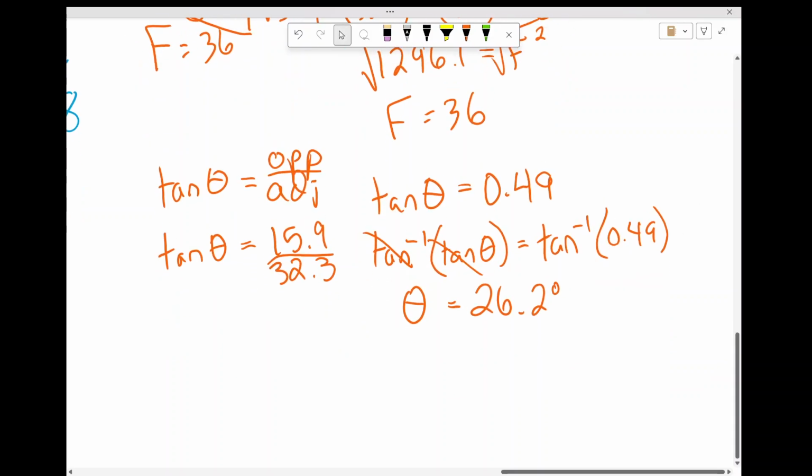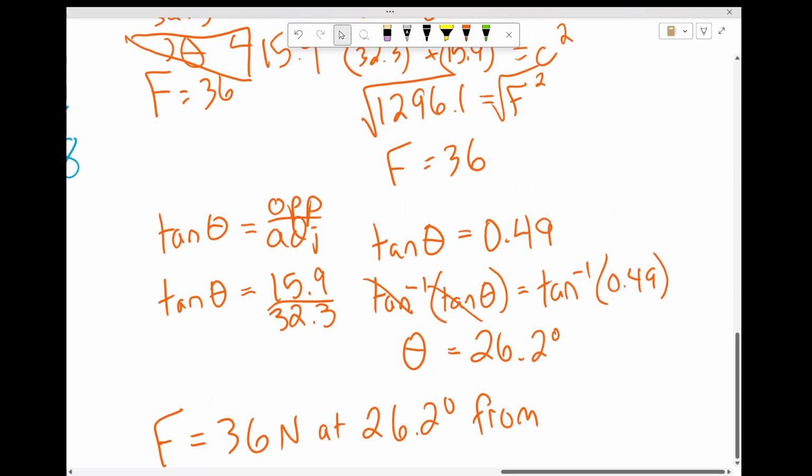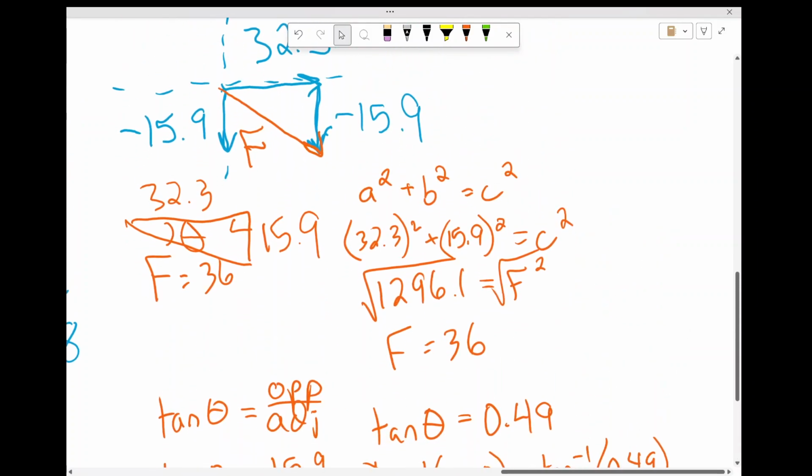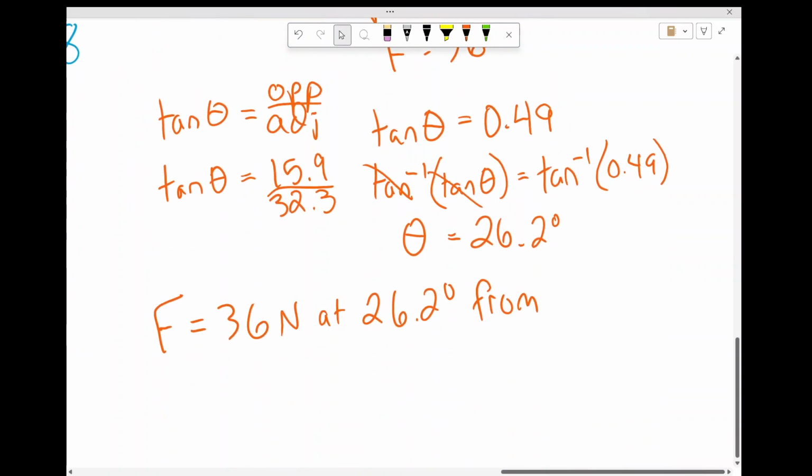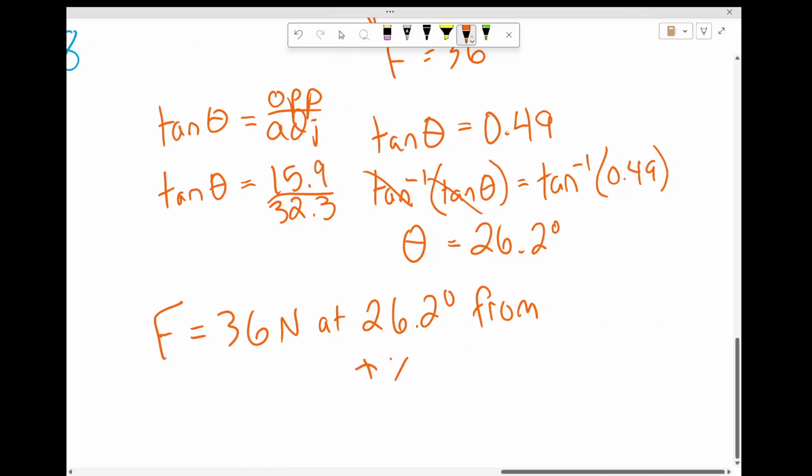So to wrap all this up, F would be 36 newtons at 26.2 degrees from, now this would be from the positive x-axis is where we measured that angle. So there's theta, and that would be from the positive x-axis. And that, after all of that nonsense, would be our final answer.